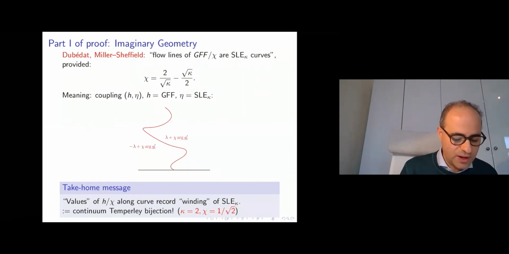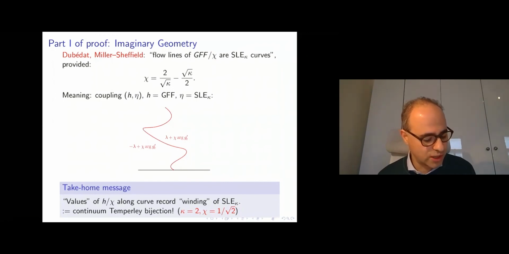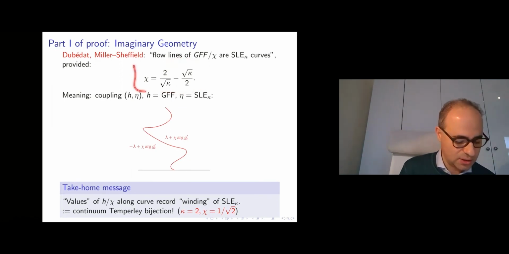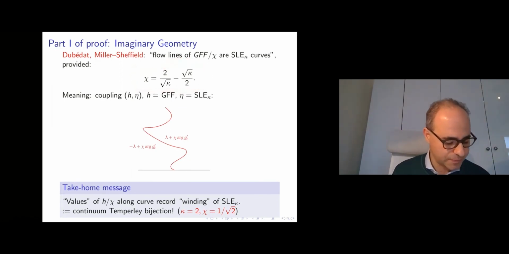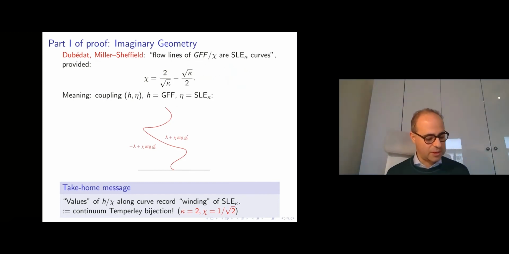In such a way that if I start with an SLE kappa curve, then I can interpret the SLE kappa curve as what's called the flow line of the Gaussian free field, provided that you divide it by a certain constant chi. And you need a certain relation between chi and kappa to be true. So this is the relation that is required. And for us, what will be relevant will be the value kappa equal to 2. You can check that when you plug in kappa equal to 2, then you get 1 over root 2 for chi. So what is the meaning of this slogan?